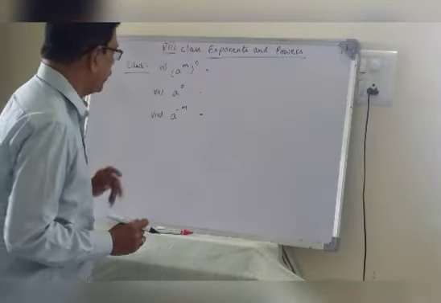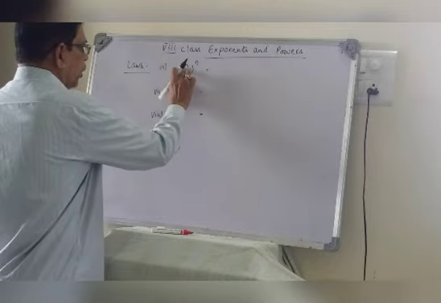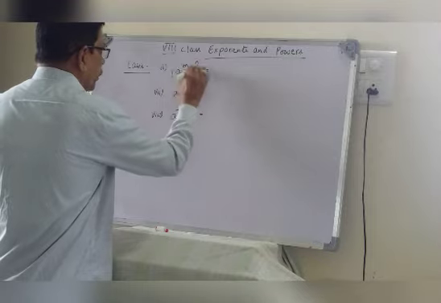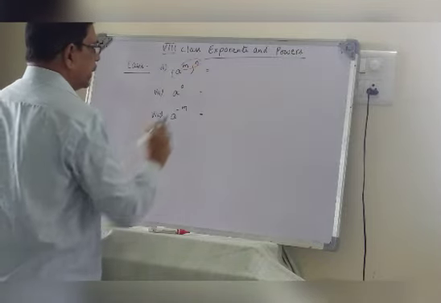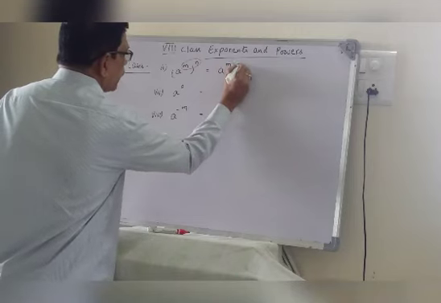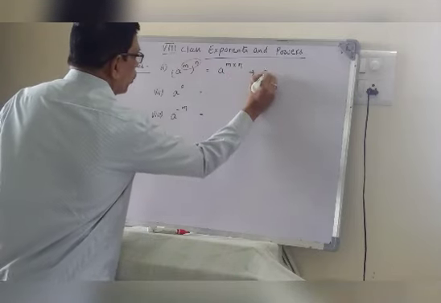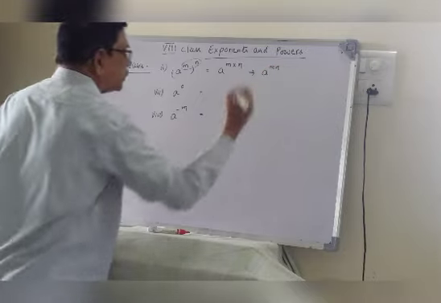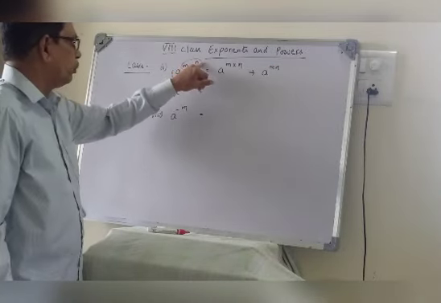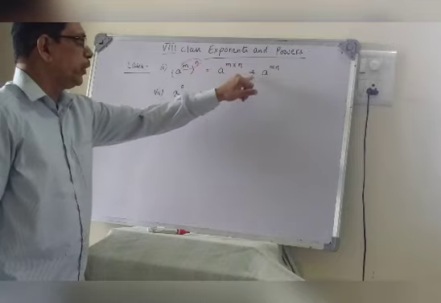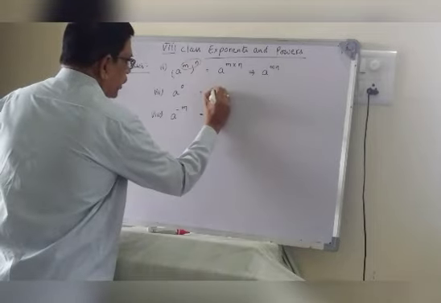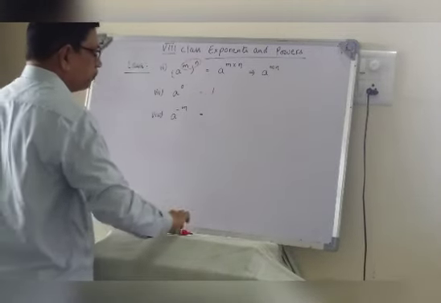Next we take three more laws. a to the power of m whole to the power of n. Here we have two powers, m and n. In that case we have to multiply the powers. a to the power of m whole to the power of n is equal to a to the power of m into n, that is, a to the power of mn.